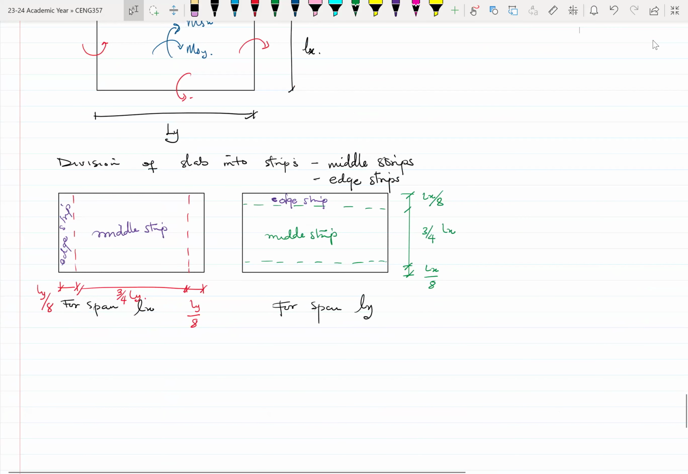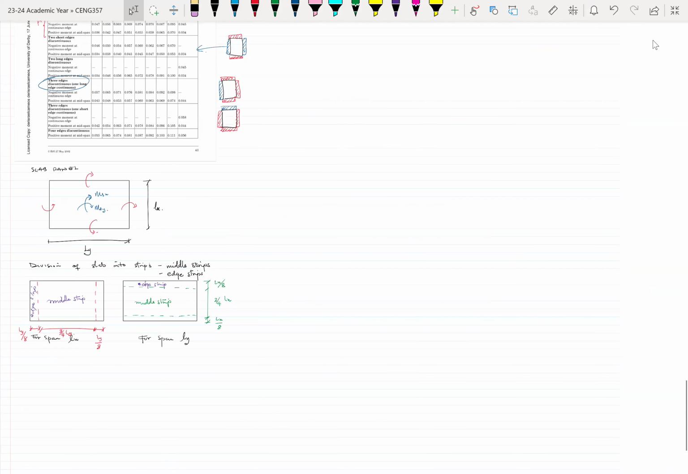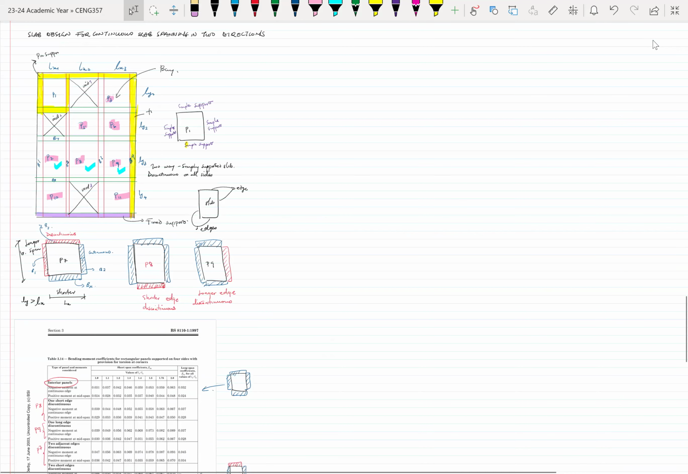All right. So we usually use this edge strip and middle strip when the edge is discontinuous, because there should be some amount of reinforcement in that zone, and usually we use a nominal reinforcement. All right, so let's see. Just going to bring up some information.